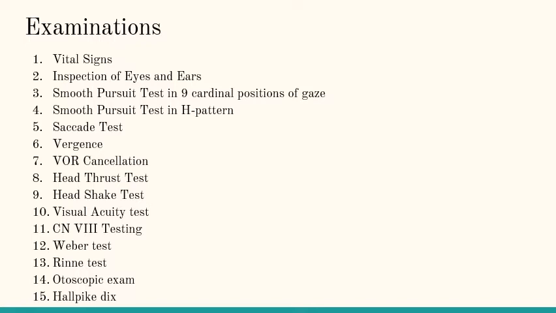The saccade test, vergence test, VOR cancellation test, the head thrust test, head shake test, visual acuity test to rule out any pre-existing vision conditions, cranial nerve 8 testing, which would include a Weber's, Rinne's, and Hallpike-Dix maneuver, as well as an otoscopic examination to identify any external ear infections or blockage of the ear canal.